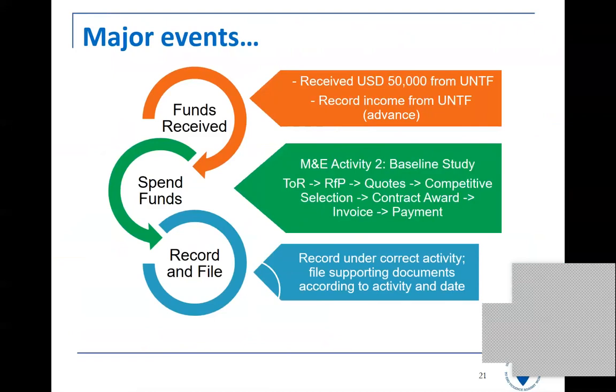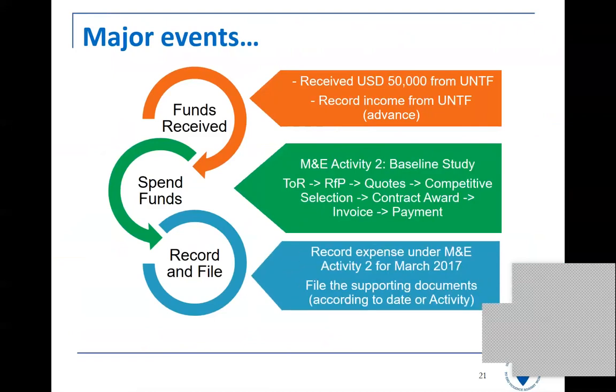And this is just an example of how you would do this for one item. Say that you've received $50,000 from the UN Trust Fund for a grant. You would be recording that income as an advance in your bank account separately from any other donor funds. When it comes to spending money, for example, on a baseline study, you'd be marking that as Activity 2 M&E baseline study, and you would be saving all the documentation related to that study.